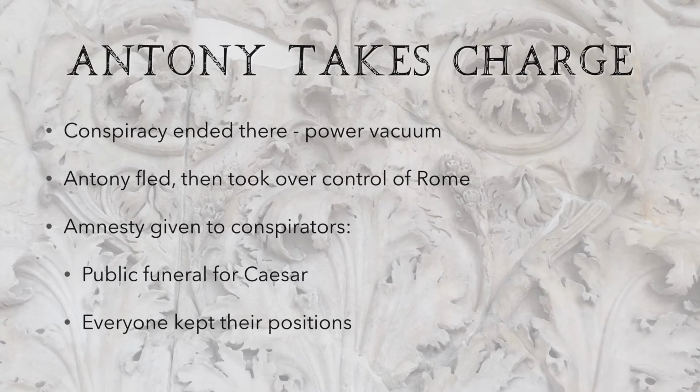Caesar's assassination left a power vacuum because the conspirators hadn't made any plans beyond killing him. This was a fatal mistake. Antony was Caesar's junior partner as consul, and initially he feared for his life. He fled Rome, but then realised that nothing was going to happen to him, so he stepped up to control Rome. He gave amnesty to the conspirators to prevent civil war, so basically meaning they weren't going to be charged or punished for what they had done.